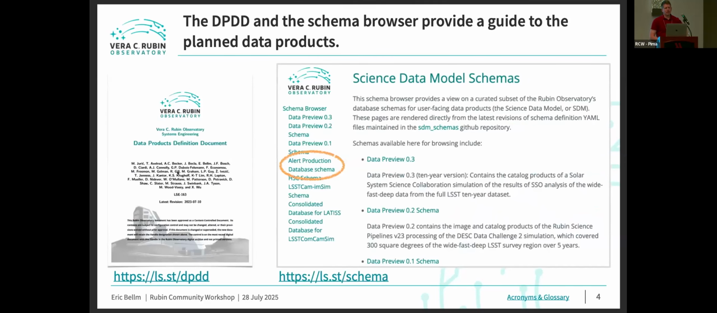If you're curious about the schemas and catalogs, the data products definition document, or DPDD, is the reference. That has been something the project has been carrying along for quite some time. And so if you're looking for what's implemented in software right now, I want to point you to the schema browser, ls.st/schema, which has for alert production as well as all of our data releases, the as-built tables, which sometimes differ slightly in capitalization and naming and so on from what was in the DPDD.